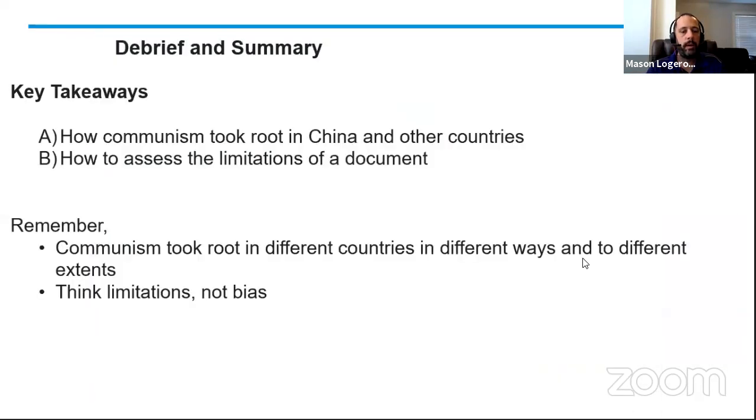All right, so in our debrief, what we've learned today, what I just said, we talked about how communism took root in China specifically, and you do need to know about China specifically, but also you should be able to give some other examples of other countries. And like I said, we talked about the limitations of a document. It's not enough in an essay just to say, this document's biased, throw it out. Let's talk about limitations, but also again, even with those limitations, we can still always gather something from those documents.